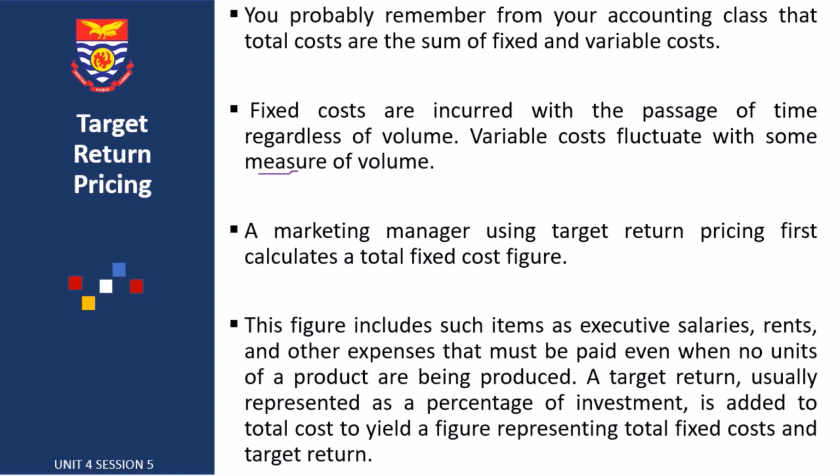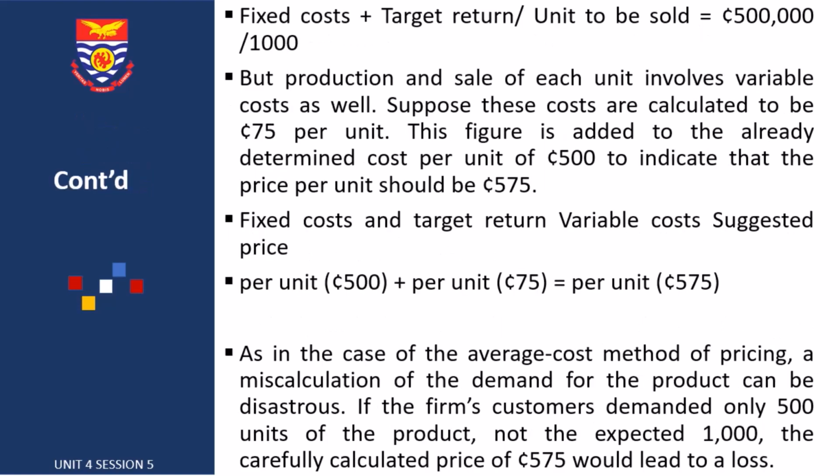A target return, usually represented as a percentage of investment, is added to the total cost to yield a figure representing the total fixed cost and the target return. Let's look at how it's computed. So the fixed cost plus the target return, all divided by the units to be sold. This is not the units produced, but the units you are taking to the market that will help you get your average target return. But production and sale of each unit involves variable costs as well.